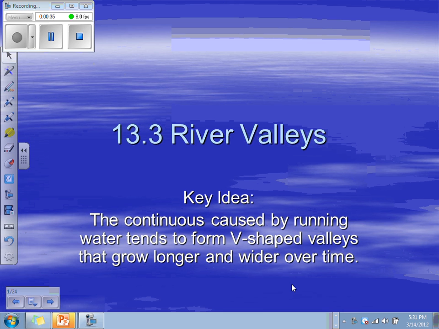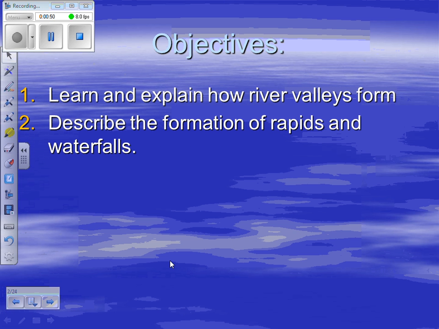An example again is if you look at a river like the Mississippi, a wide, fairly flat valley, you can tell that that's a fairly old river. The objectives of Section 3: we're going to learn and explain how river valleys form, then I'll describe the formation of rapids and waterfalls.